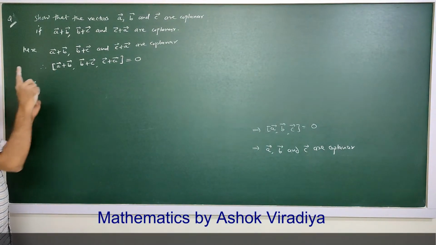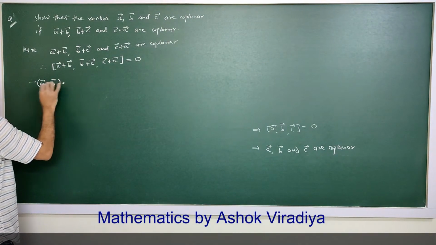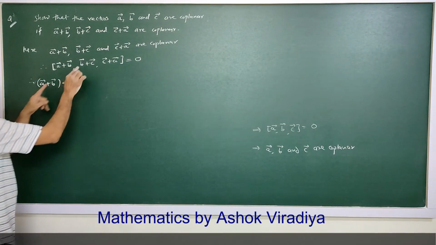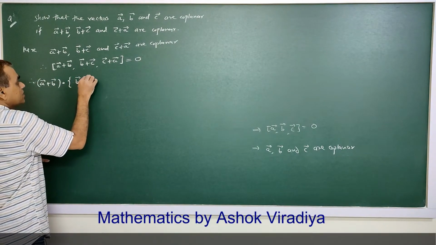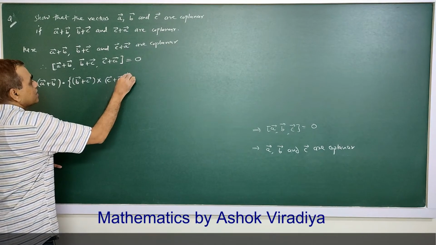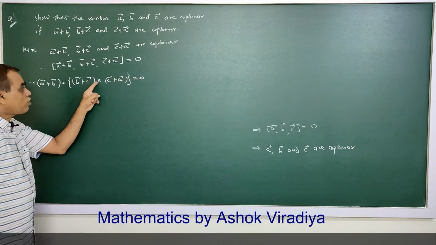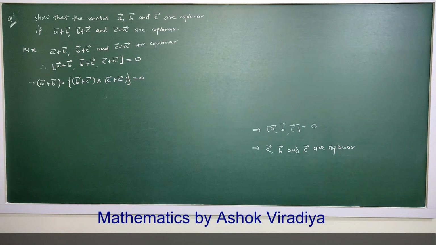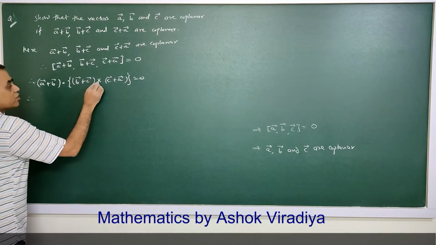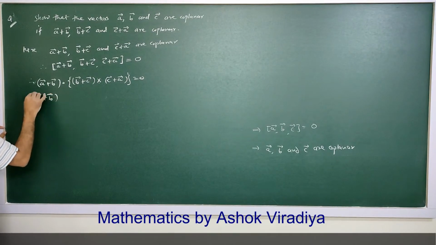Now, coming back to this step, the box product. By definition of the scalar triple product, this is the first vector dot cross of these two vectors: B plus C cross C plus A. Box product of x, y, z is 0, that means x dot y cross z. Next step is, first of all, we calculate this cross product. So A plus B, keep as it is.